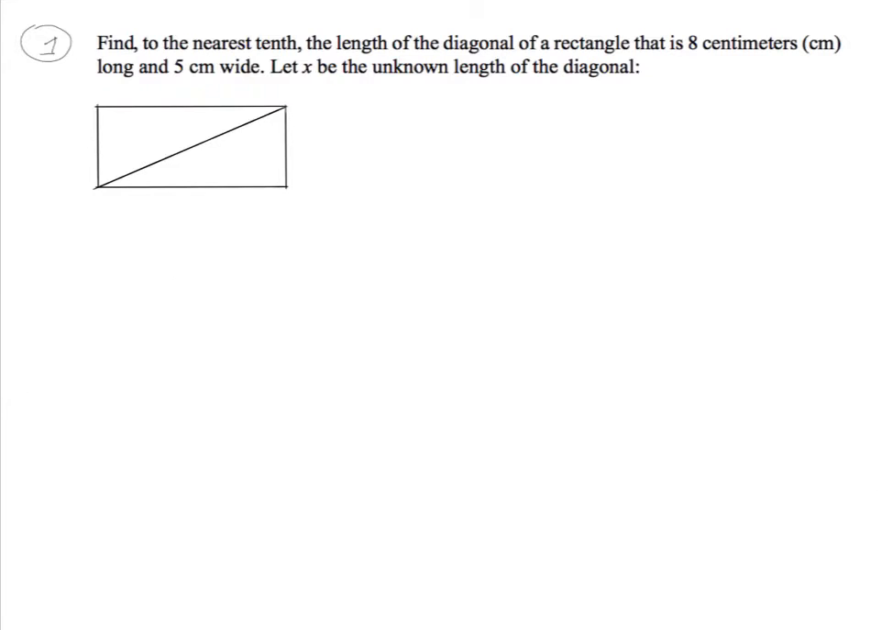Identify the sides that we know. So we know that the length is 8 centimeters. The width is 5 centimeters. And we do not know the diagonal, which they tell us to identify as x.